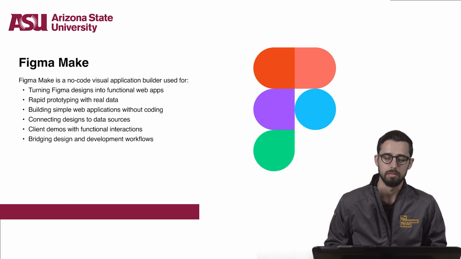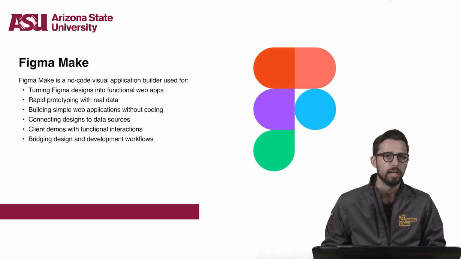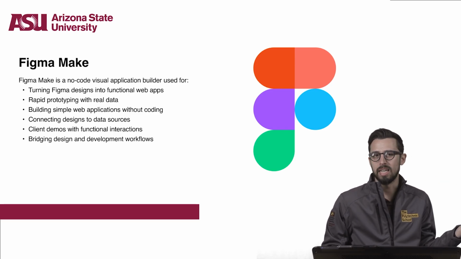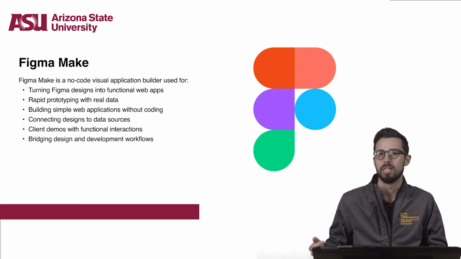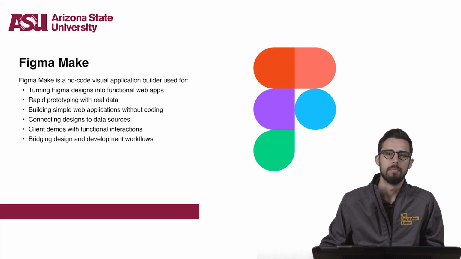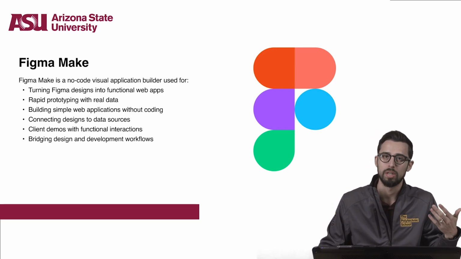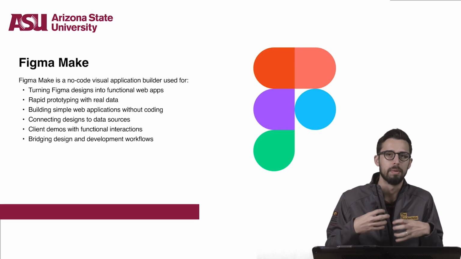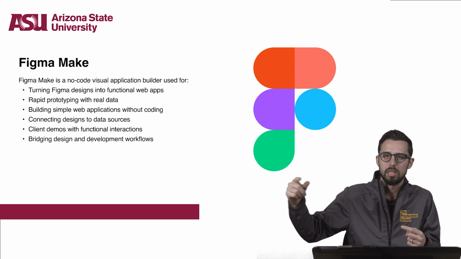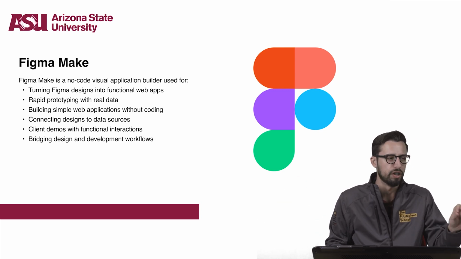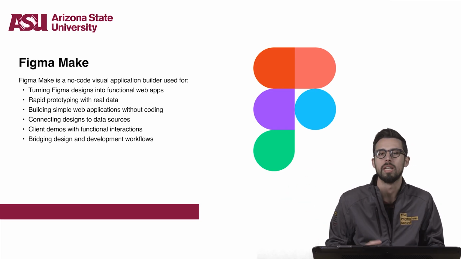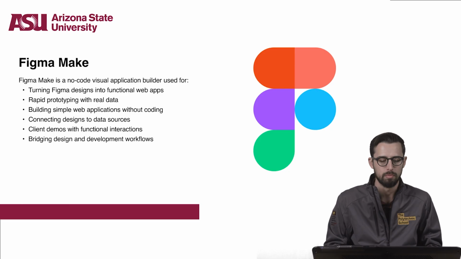Figma Make is essentially a no-code visual application builder that just released in 2025. The idea is that you can turn your Figma designs into actual functional web applications without writing code. You'd use it for rapid prototyping with real data and building simple web apps without coding, connecting your designs and data sources, creating some functional client demos, and then bridging the gap between design and development is really what that's there for.